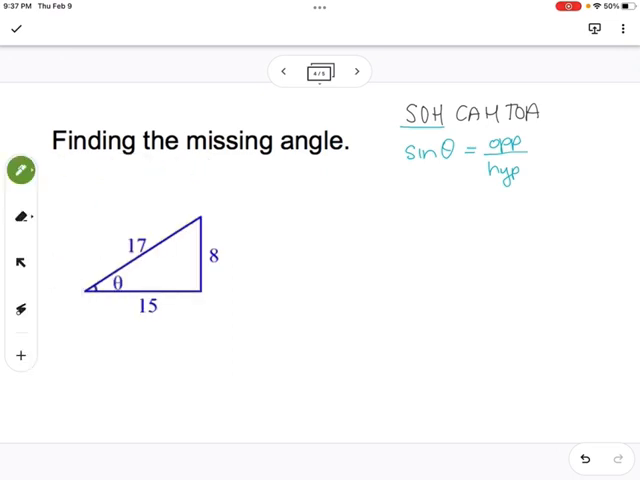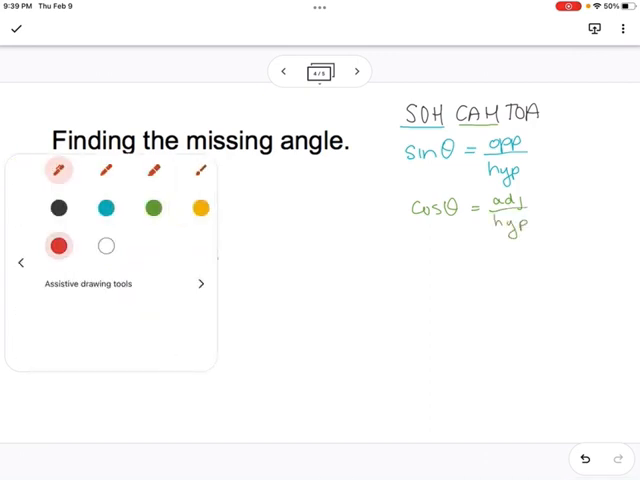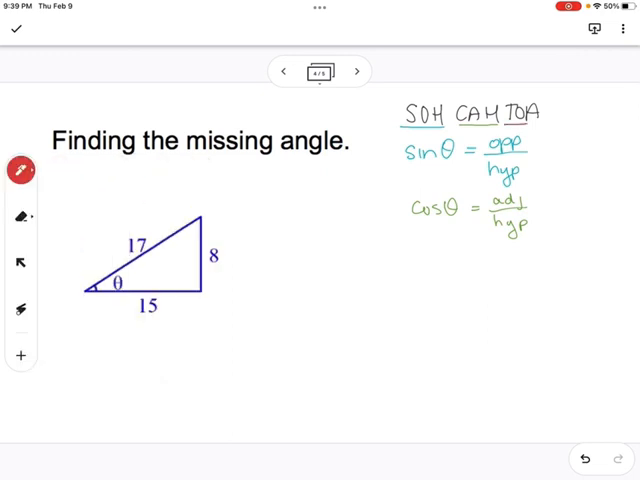This second part here is using cosine. So cos theta is equal to the adjacent side over the hypotenuse. And the third one is tan. So tan theta is equal to the opposite side over the adjacent side.